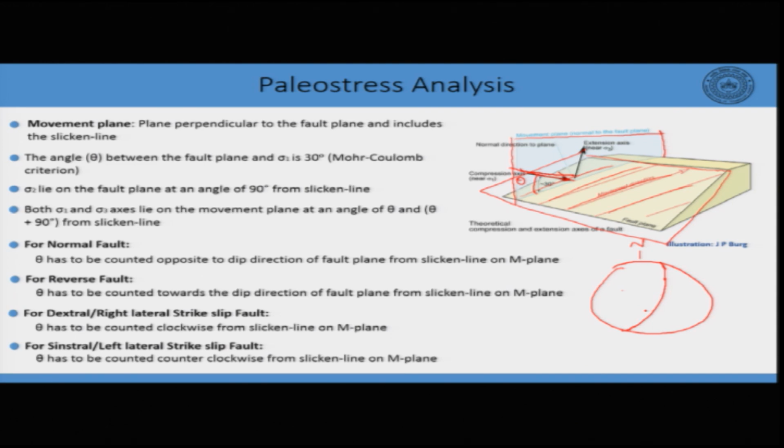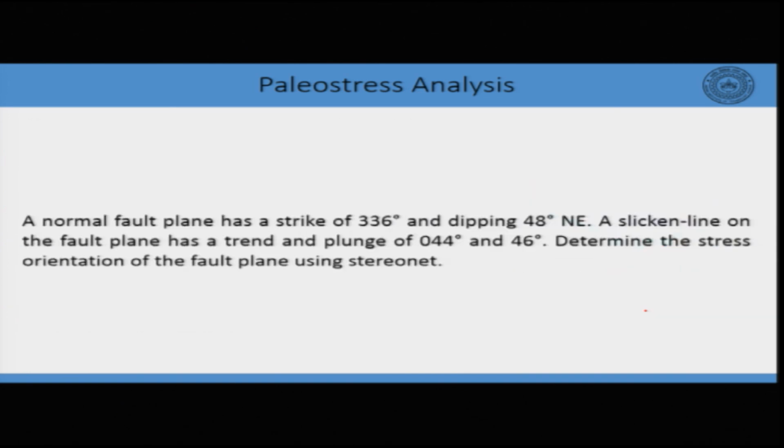So, we will go to the question. The question is: a normal fault plane has a strike of 336 degrees and dips 48 degrees northeast. A striation on the fault plane has a trend and plunge of 44 degrees and 46 degrees. Determine the stress orientation of the fault plane using the stereonet.